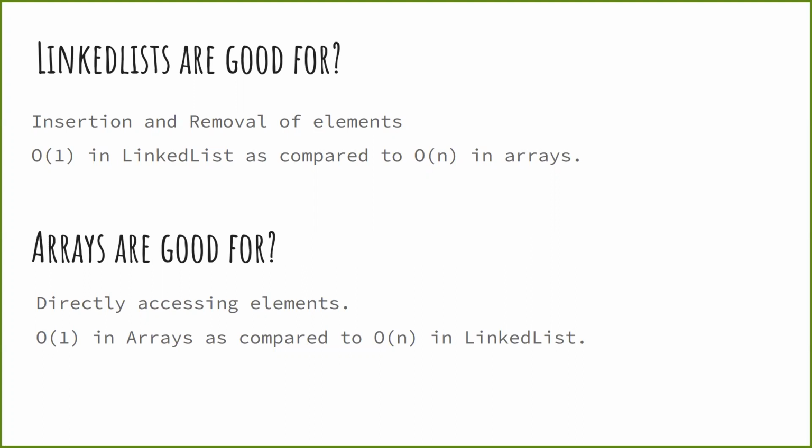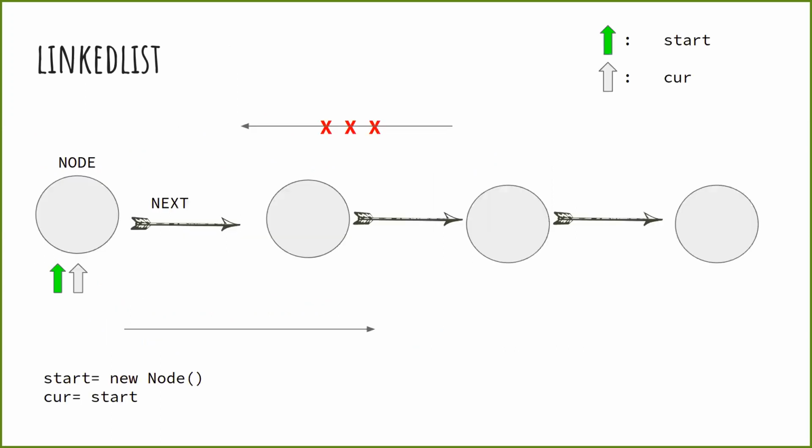On the other hand, if you want to directly access elements, arrays are way better for that. Directly accessing elements is constant time in an array, while it's linear time in a linked list. So depending on the kind of job you're doing, you'll have to decide whether to use a linked list or an array. This is what a linked list looks like. I know in the beginning it's a huge load of information and you might be worried, but let's start with the basics.